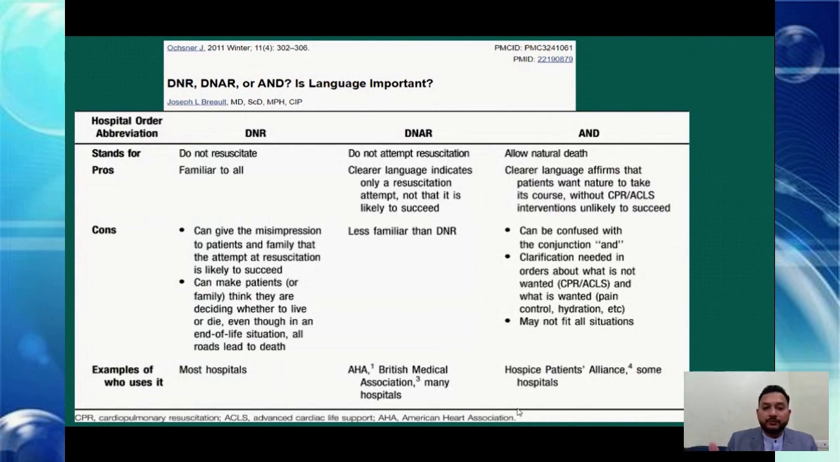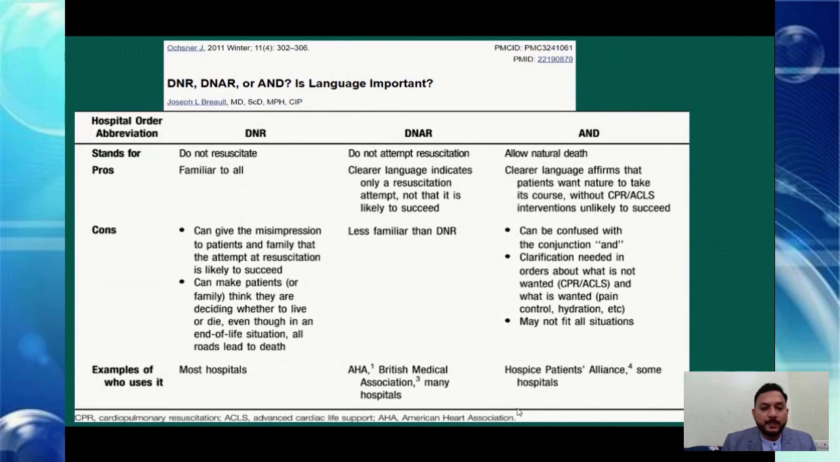So what are the pros of each of these? We know DNR is familiar to everyone. In most hospitals, you would come across the word DNR even today. DNAR is something that newer hospital systems should inculcate, because it is clearer language that indicates only a resuscitation attempt, not that it is likely to succeed. So it's more clear. And A&D basically affirms that the patient wants nature to take its course without CPR or ACLS interventions that are unlikely to succeed.